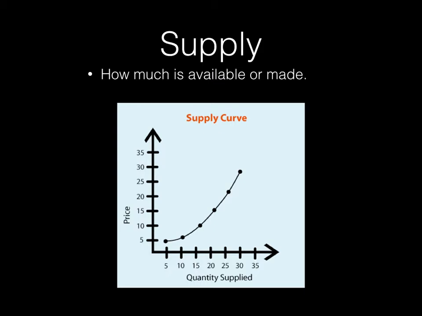So if we're going to graph supply, we would graph it as an upward slope, as an upward curve. And the reason being is because as you move up that curve, you're increasing price, right? You're going from $5 all the way up to 30. And as you move up the curve, you're also increasing the amount supplied. So if you look at this, you can read this graph. At $5, I'm making 5 shoes. But as I go up in price and I get to $30, I will make 30 shoes. So as price increases, I also increase the amount produced. That's the law of supply.